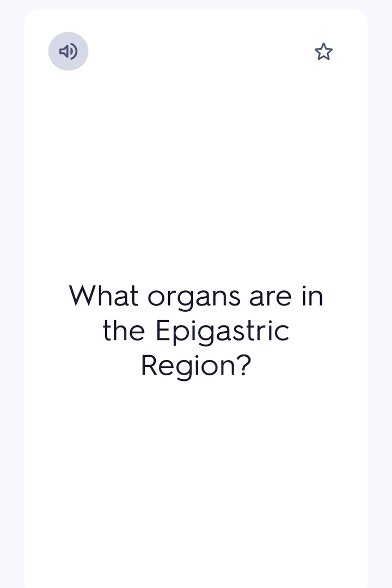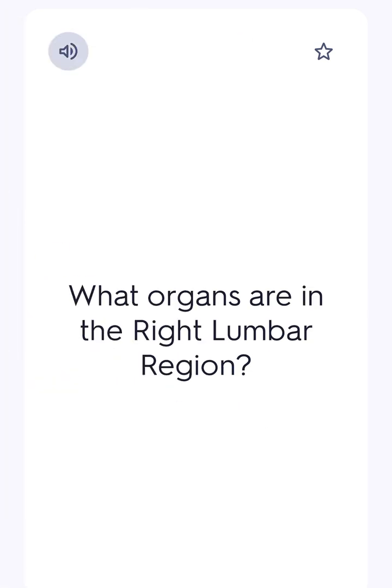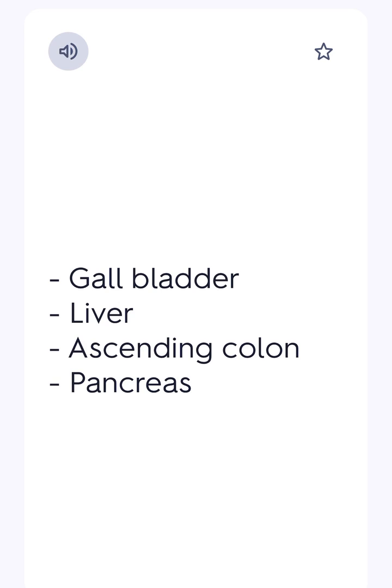What organs are in the epigastric region? Liver, pancreas, duodenum, smaller portion of the stomach, transverse colon. What organs are in the right lumbar region? Gallbladder, liver, ascending colon, pancreas.